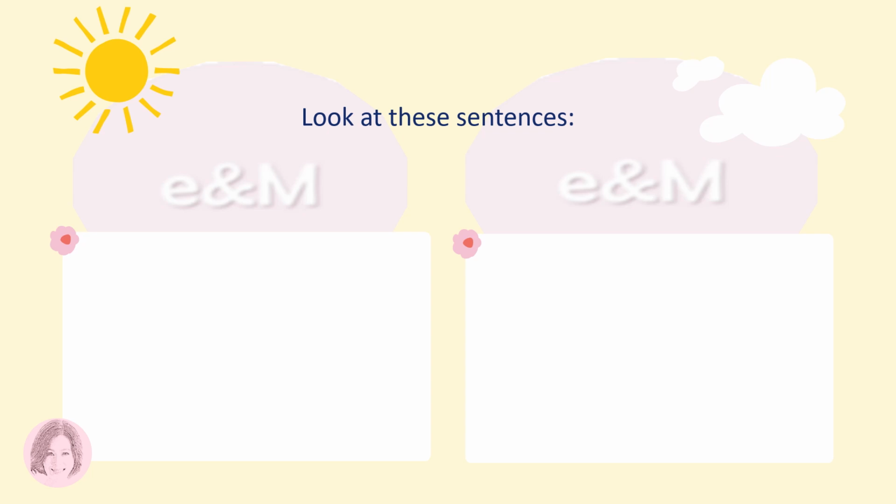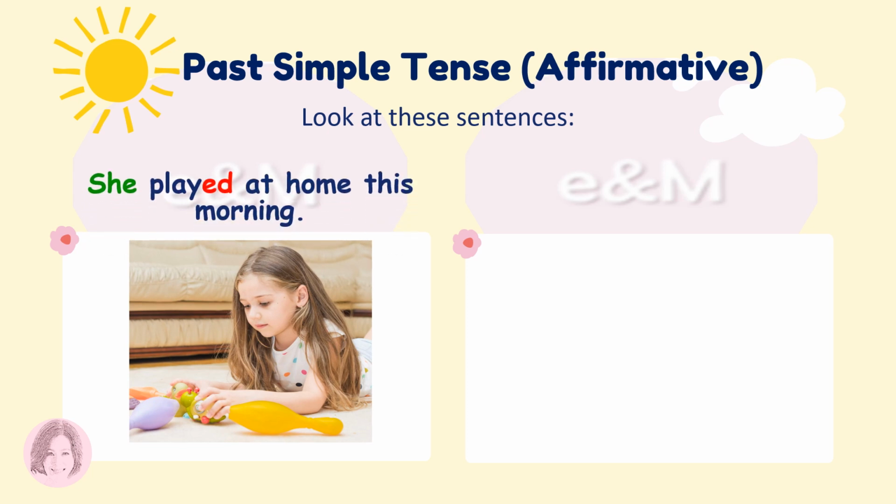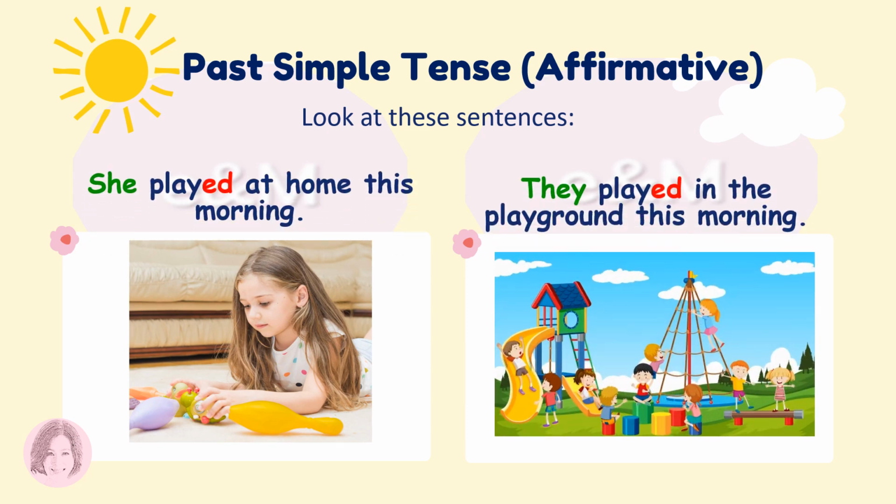Okay, now I will talk about regular verbs in the past simple tense. Affirmative form. Take a look at these examples. She played at home this morning. They played in the playground this morning. Okay, that's no matter what the subject is. All we have to do is add ed to the end of the regular verb.